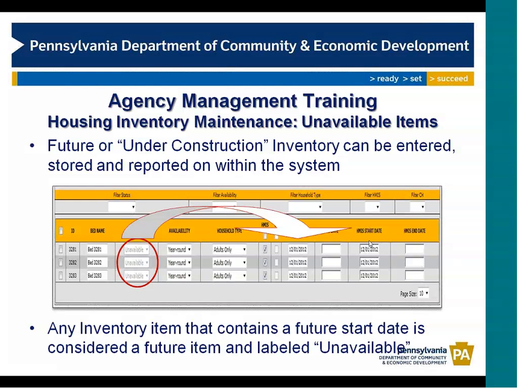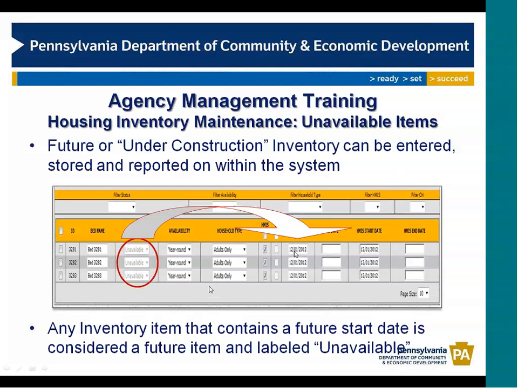Once you enter both the dates, same rules here for the requirements, and hit save, the system will automatically toggle it to unavailable, as you can see here. And you won't be able to switch it to vacant because it's a future date. It kind of locks it down.